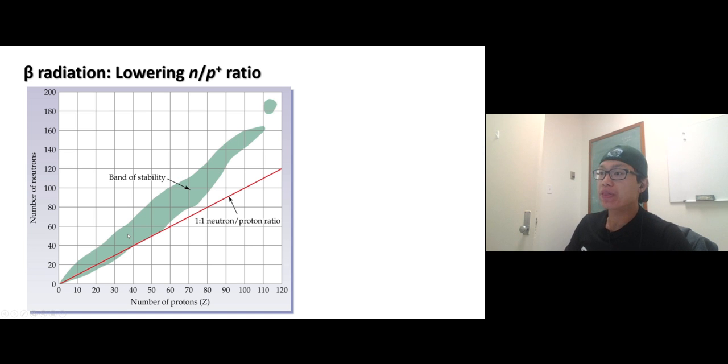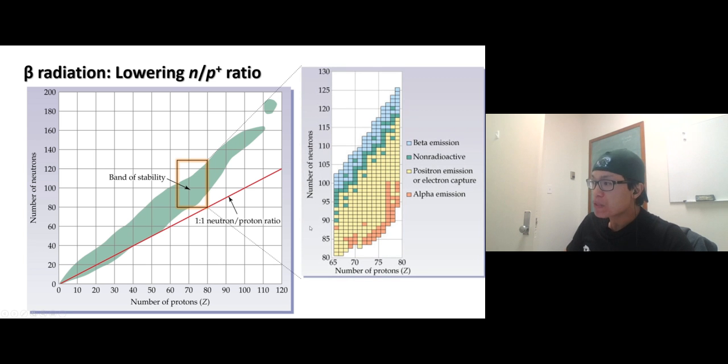Now we're going to look at the band of stability a little bit closer. All right, let's zoom in real quick. Even within the band of stability, not all of them are non-radioactive. Only the green one right here, this area. The green dots, those are stable.